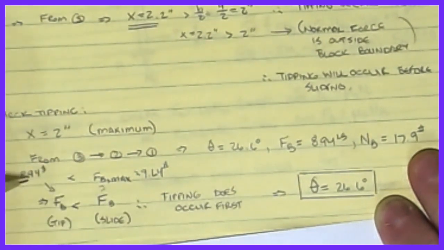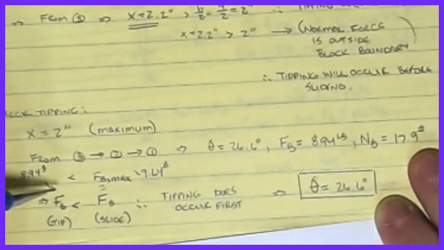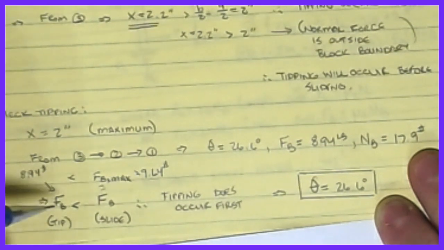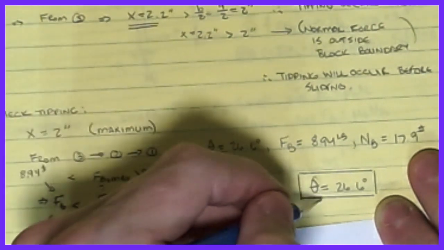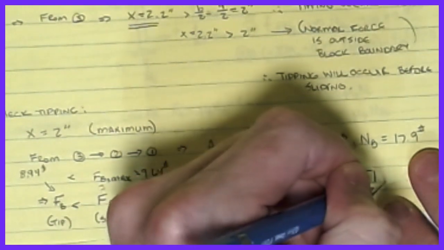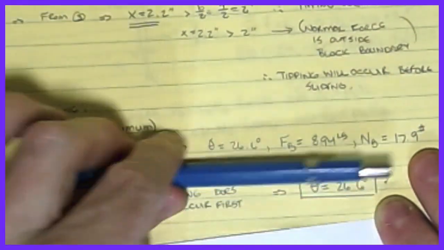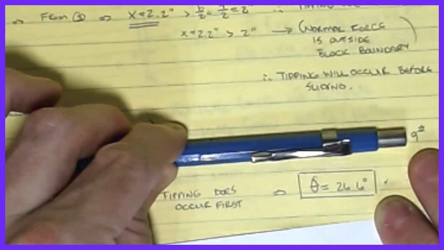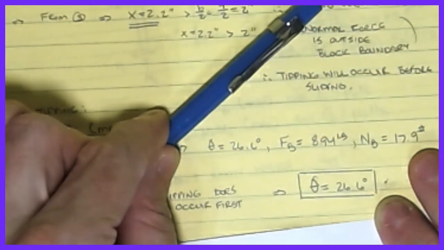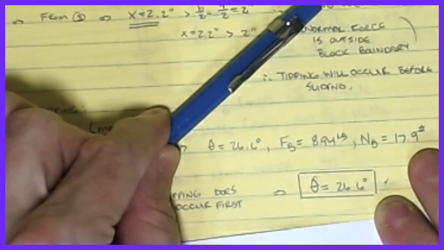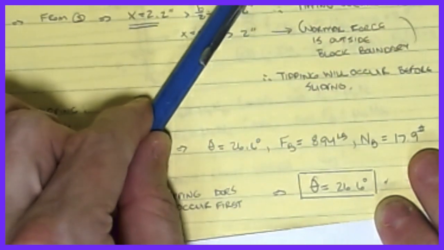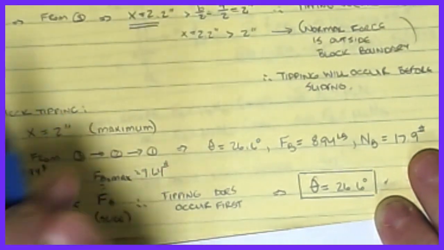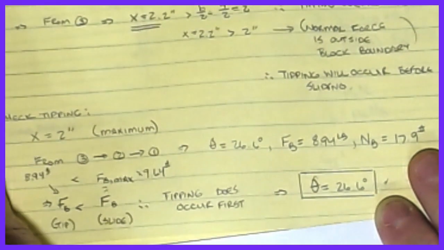So this object never slides; it never reaches that maximum limit before it starts to tip. The angle at which motion starts to occur is 26.6 degrees. We're starting out at horizontal and increasing theta until it does something. In this case, it tips first. If we could go a little further without tipping, it would then start to slide down, and that's part of the function of the static coefficient as well.